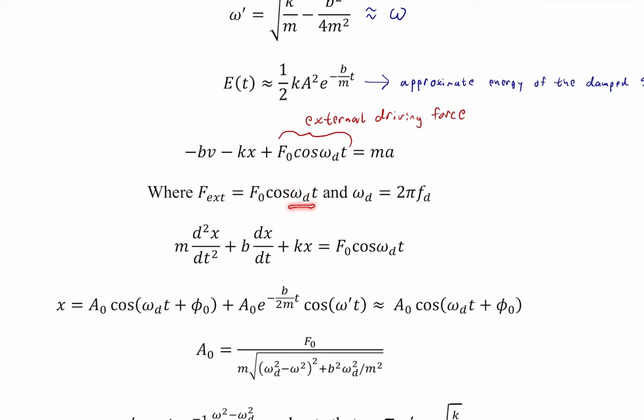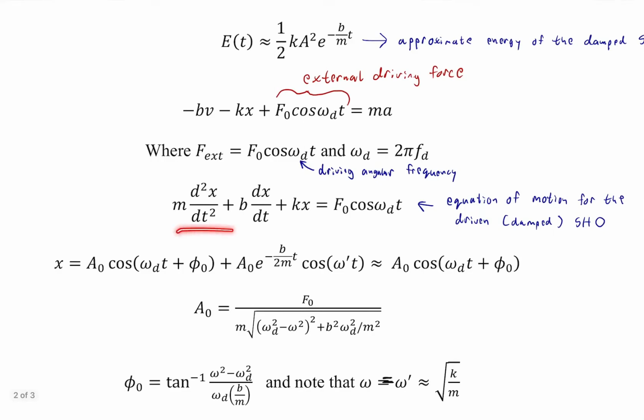Omega d is the angular driving frequency. It's just 2 pi times the external driving frequency, which would be the non-angular driving frequency. All right, so then that allows us to come up with a new equation of motion.